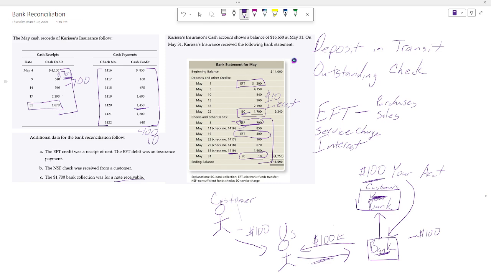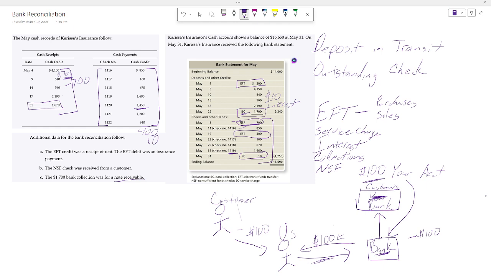Oh, there's another situation. So I'll keep adding here. We have collections. Now, this is called a not sufficient funds check, but more colloquially, it is known as a bounced check. So when our customer's check bounces, we get money subtracted from our bank account because our bank says, yeah, I'm sorry, the money's just not there.